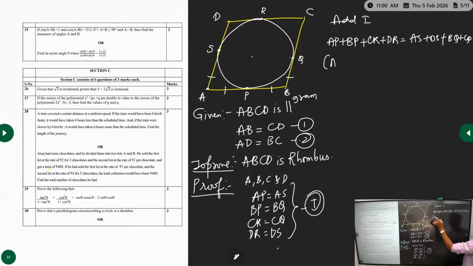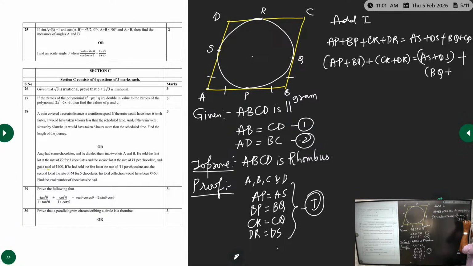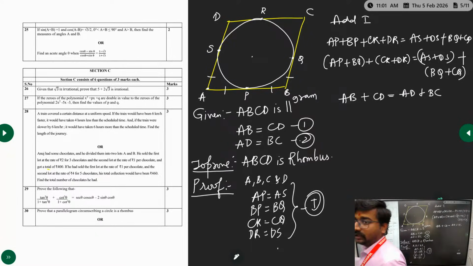Now please check the figure. What is AP plus BP? Plus DR, AS plus DS, and lastly BQ plus CQ. This is AB plus CD is equal to AD plus BC. Where is AB here? Opposite sides are already equal to each other.